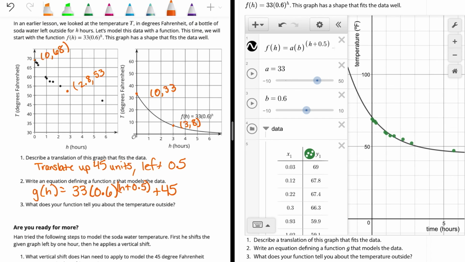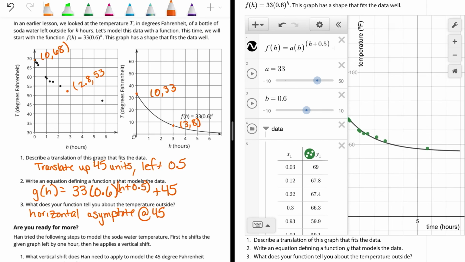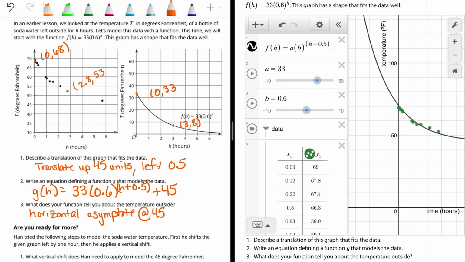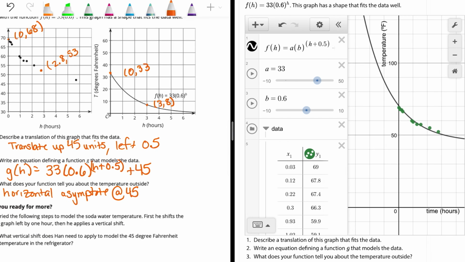So it has a horizontal asymptote at 45. So the temperature is not going to, oh wait, hold on. 45, yeah. So the temperature probably will not go below 45 degrees because it has that horizontal asymptote there. Because if you see, it keeps on going and going and going, and it kind of flattens out at 45. So the temperature is 45 degrees.